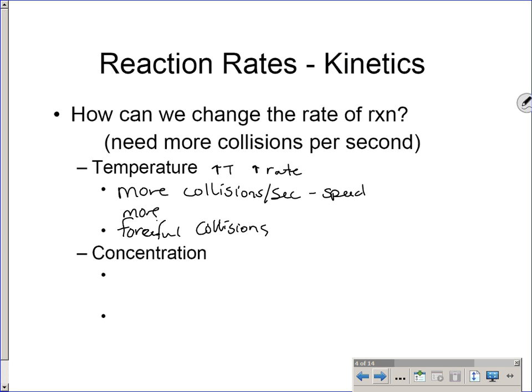Concentration affects the rate of reaction, and you saw in your lab with your iodine clock reaction that increasing concentration, remember those brackets mean molar concentration, increasing concentration causes an increase in the rate. And that is because there are more collisions per second. There's more particles present. Therefore, it's more likely those particles are going to bump into each other.